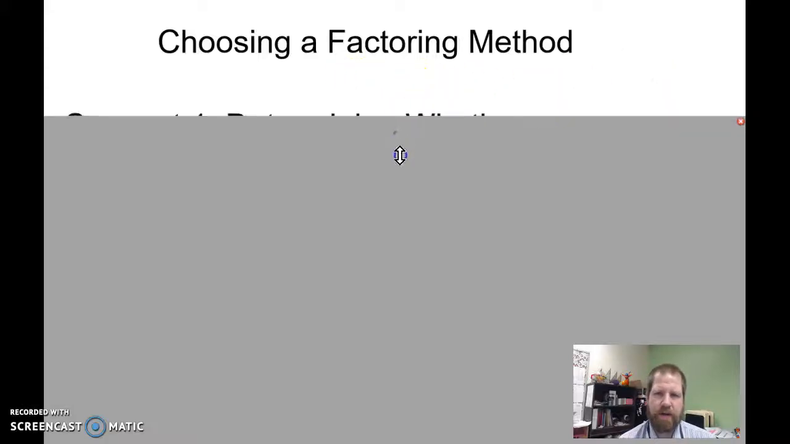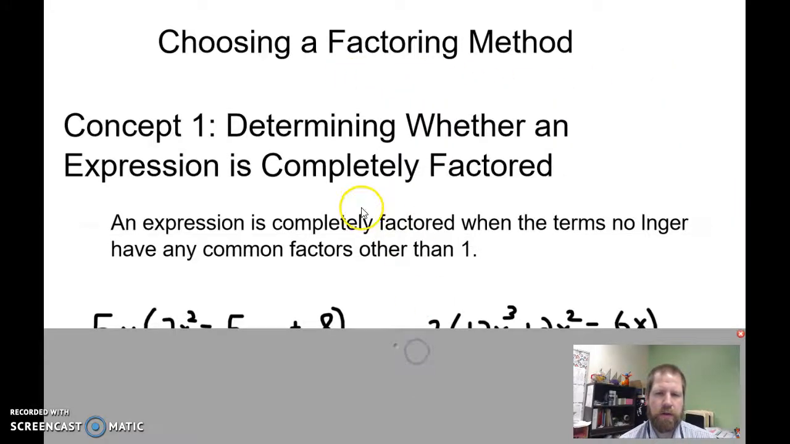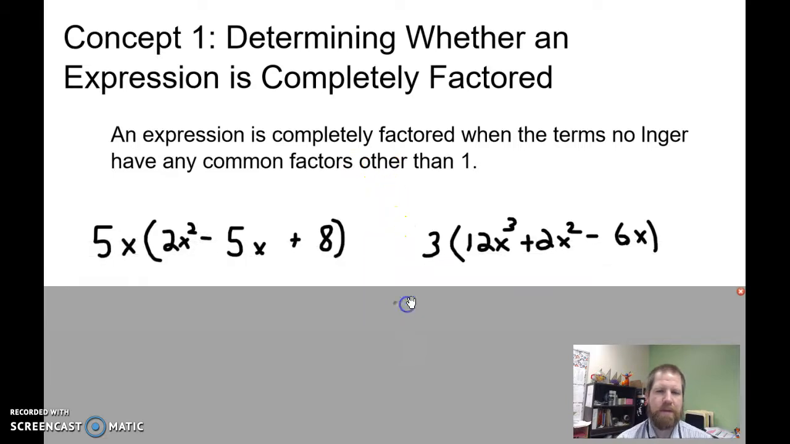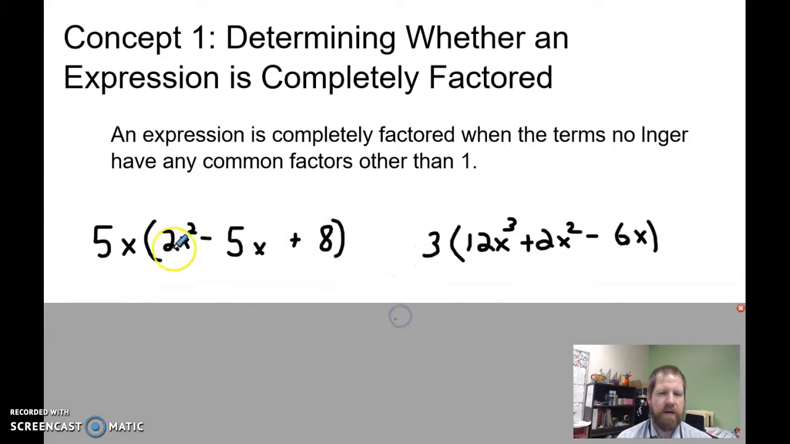Choosing a factoring method. Alright, so our first concept is determining whether an expression is completely factored. Remember, an expression that's completely factored has no common factors other than 1. Okay, so if I factor a trinomial, and I've already factored out a 5x, and I have 2x squared minus 5x plus 8, that is completely factored because 8, 5x, and 2x squared don't share any factors other than 1.